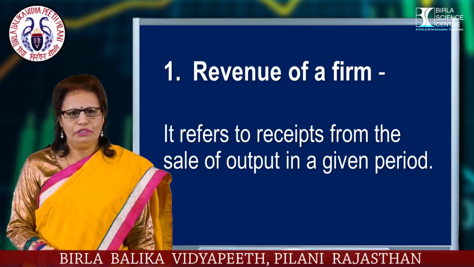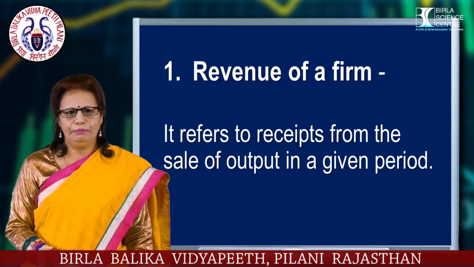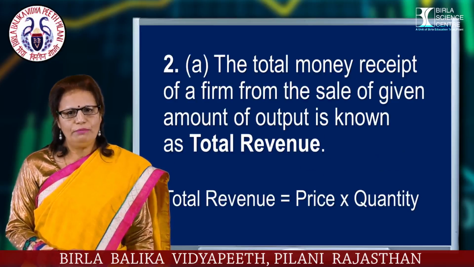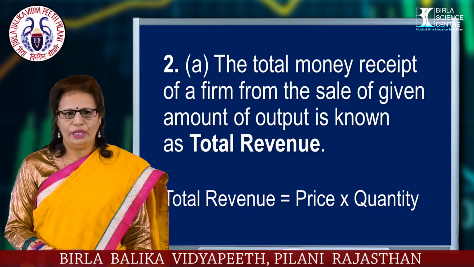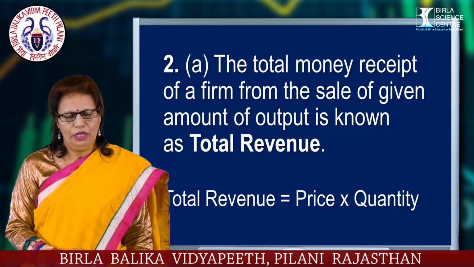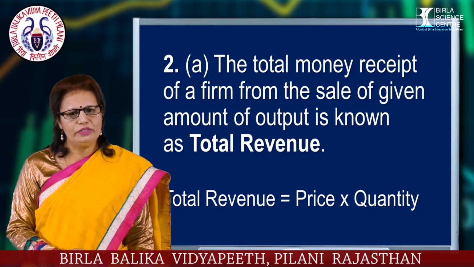What is revenue of a firm? It refers to receipts from the sale of output in a given period. The total money receipt of a firm from the sale of a given amount of output is known as total revenue. And the formula is total revenue is equal to price into quantity.